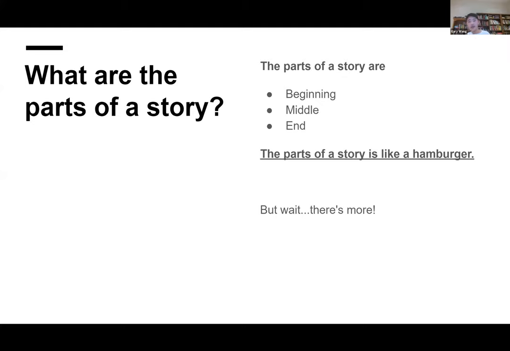Stories are actually like a hamburger or a sandwich. You have the beginning, which is the first bun, and then you have the middle, which is all the juicy meat or lettuce or tomatoes, and then you have the end, which is the bottom bun. But wait, that's not all. There's more.